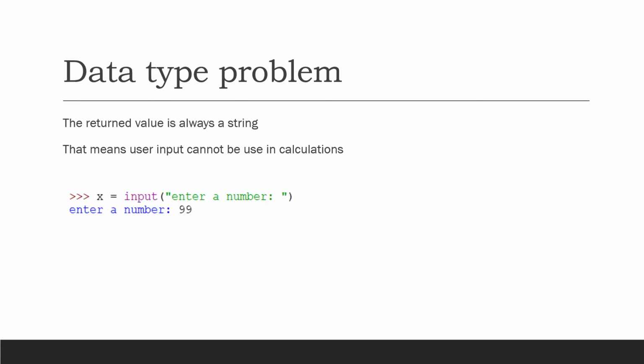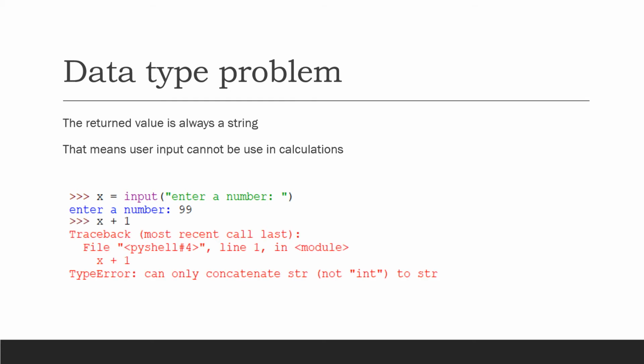Here I've asked the user to input a number, and I've stored it as a variable called X. In my next command, I try to add 1 to X, but I get an error message. The computer has tried to concatenate. Remember that when you're using strings, the plus symbol is used to concatenate, and it's saying it doesn't like to try to concatenate an integer with a string. We've learnt about that already. So how do we overcome this problem?